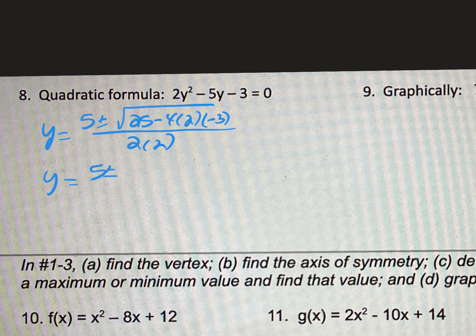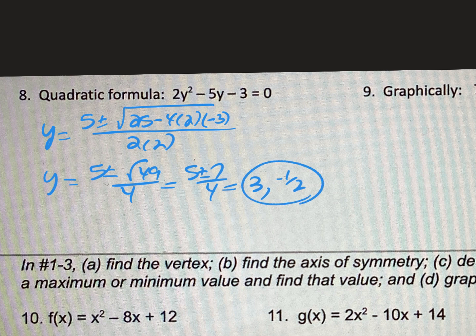I got a negative 4 and a negative 3, which makes that positive. 8 times 2 is 24, plus 25. That's going to be 49, which is working out really well because square root of 49 is 7. 5 plus 7 is 12 over 4. 12 over 4 is 3. 5 minus 7 is negative 2 over 4, which is negative 1/2. So there's my two solutions there.